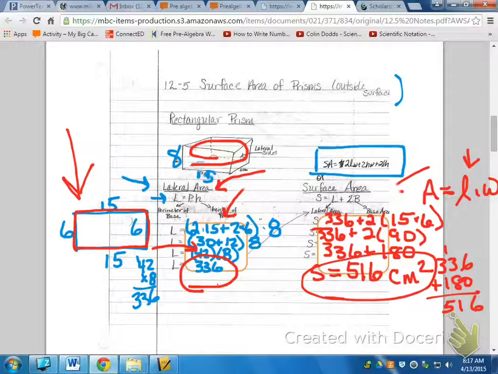Because we're going to switch now to a triangular prism, and we're going to follow the same idea. Okay, anybody else writing in red or blue?